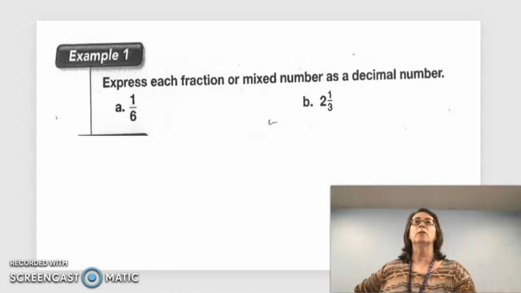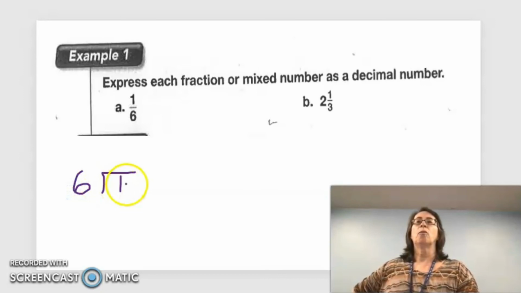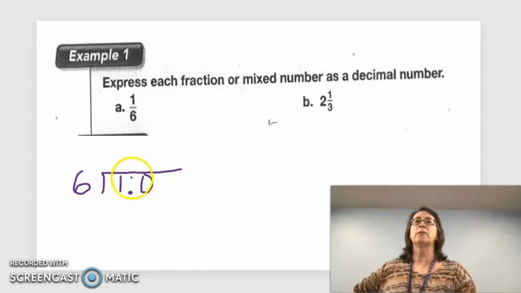So what shall we do? Shall we divide 1 divided by 6? And remember, this is your notes. You should be taking notes here. Okay, 1 divided by 6. Since I can't divide 1 by 6, I'm going to add a decimal and a 0. And since I have no decimals in my divisor, my decimal's just going to peek right up there.